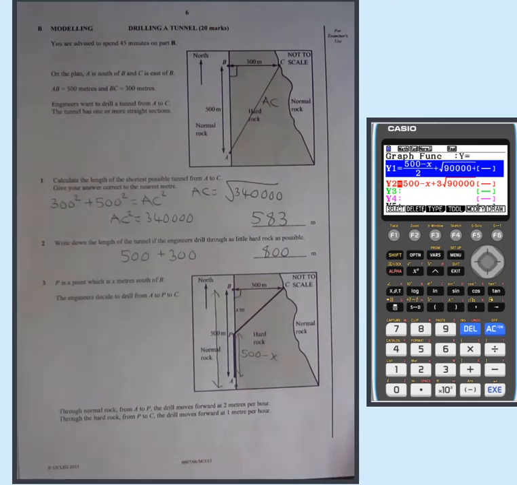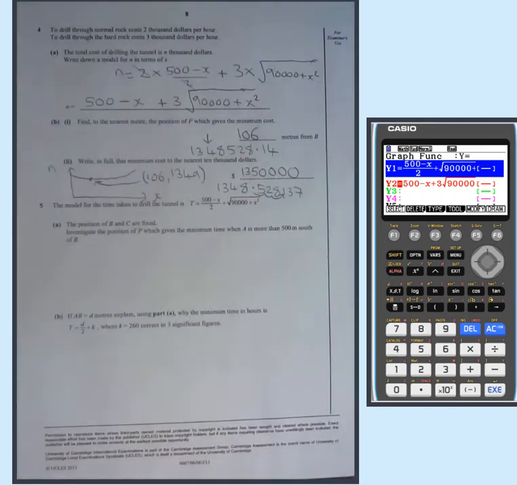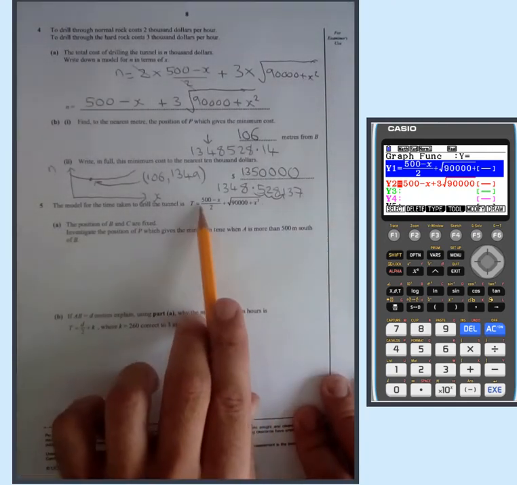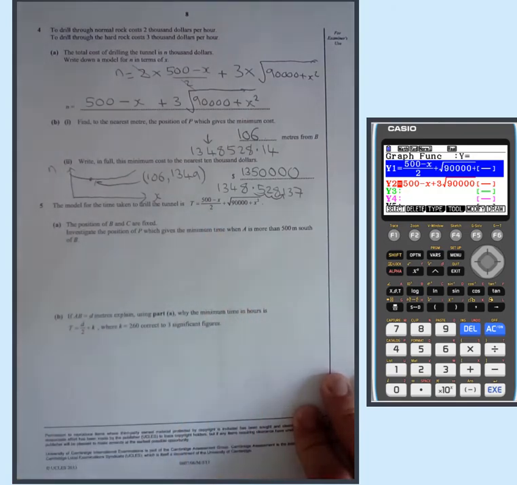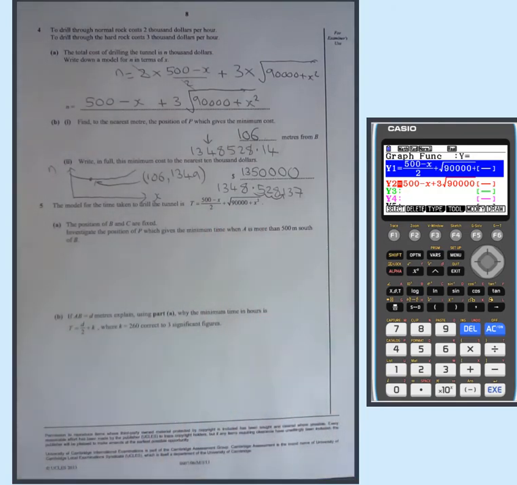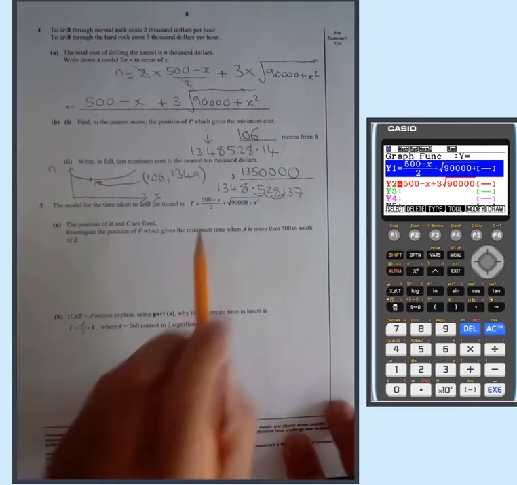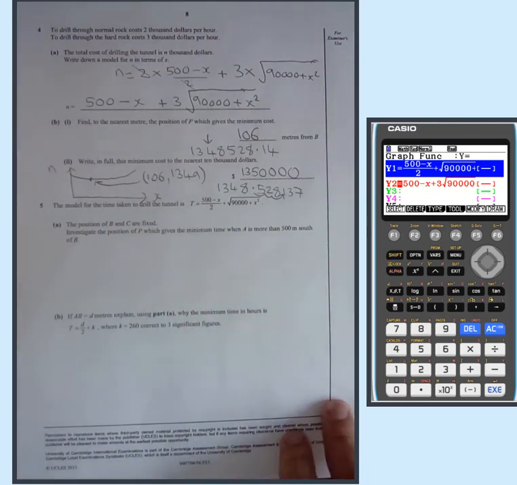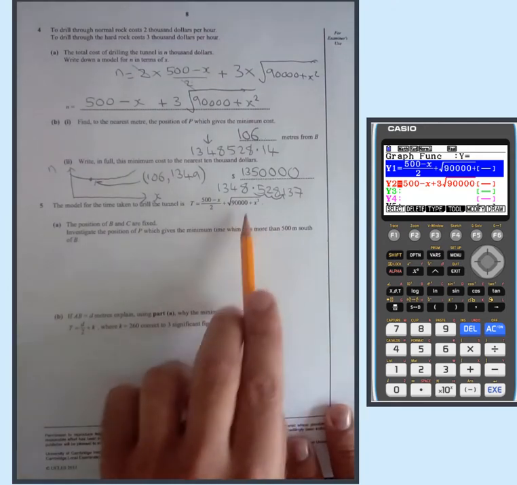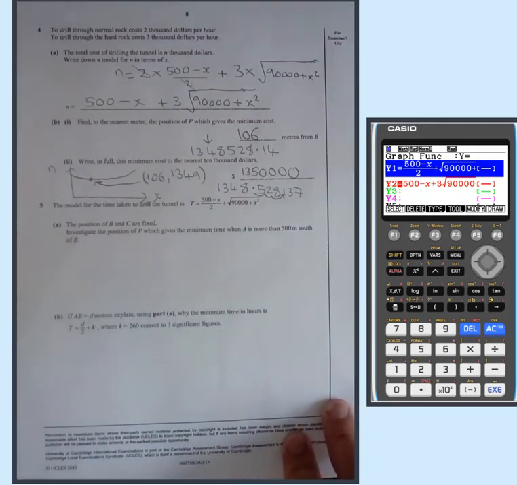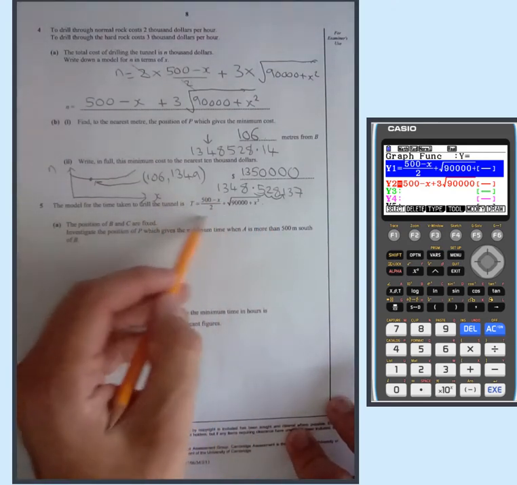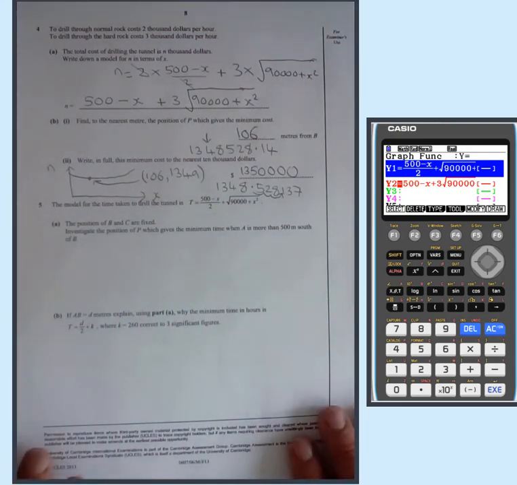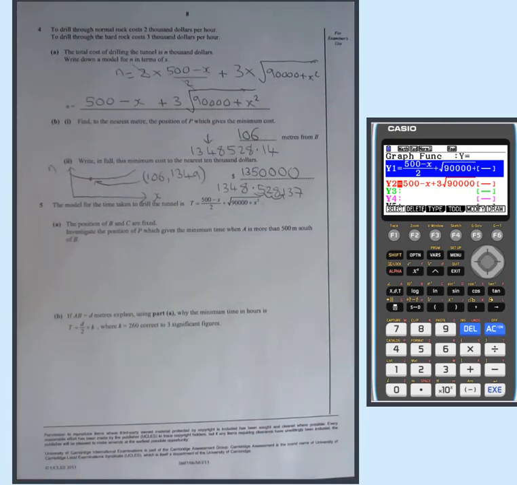So remember, our model for time is t equals (500 minus x) over 2 plus the square root of (90,000 plus x squared). Now, remember what that was? That was distance over speed, as in the distance that they go through normal rock over the speed that they go through normal rock, plus the distance that they go through the hard rock over the speed, which was just 1 through the hard rock. So this was normal rock and hard rock. So we need to have a look at it and think what would change and what would stay the same.